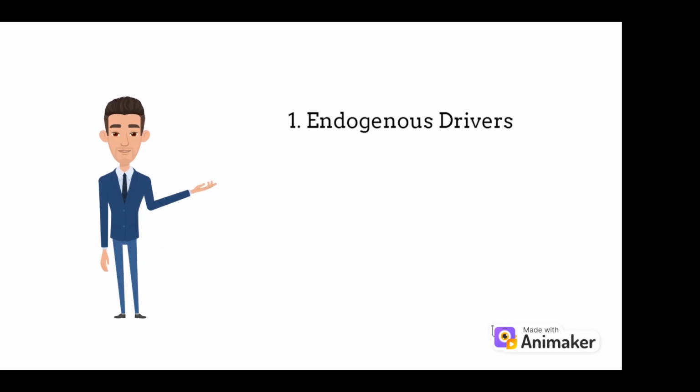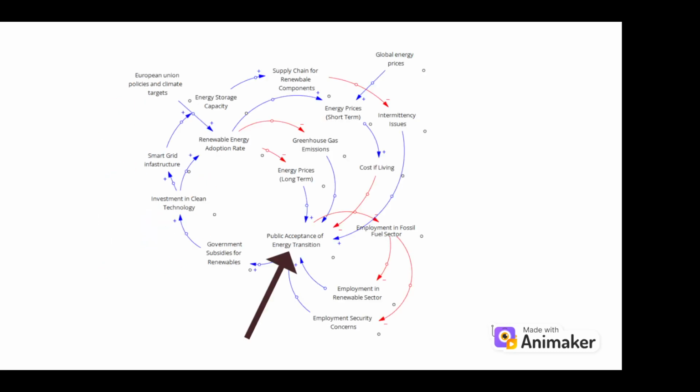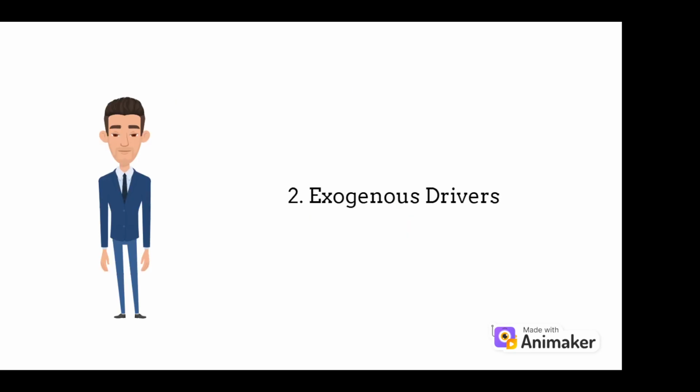Endogenous drivers are factors within the system that are influenced by other elements in it. They evolve due to internal feedback loops and can either accelerate or slow down progress towards the goal of a clean and just energy transition. These include public acceptance of energy transition, renewable energy adoption rate, energy prices, short-term and long-term, and more.